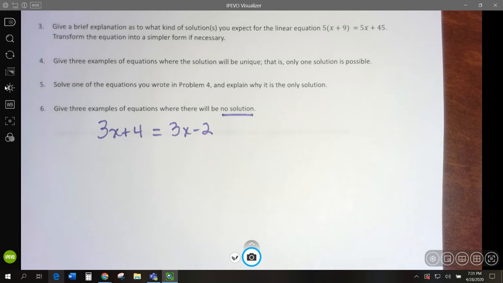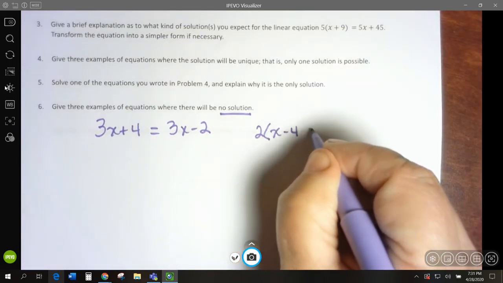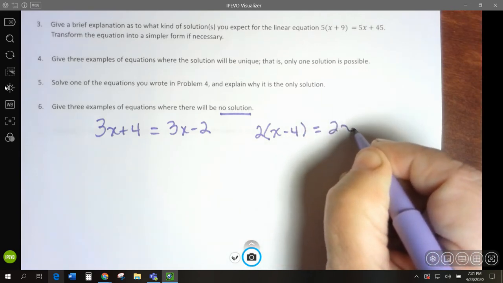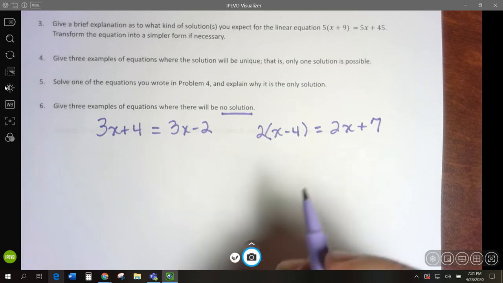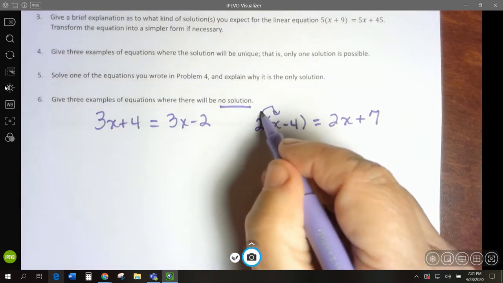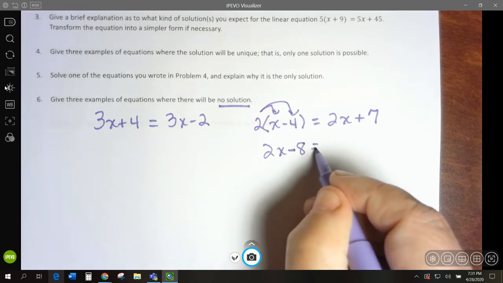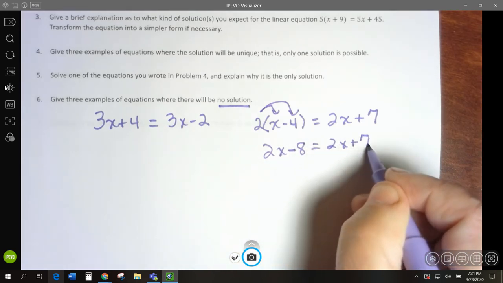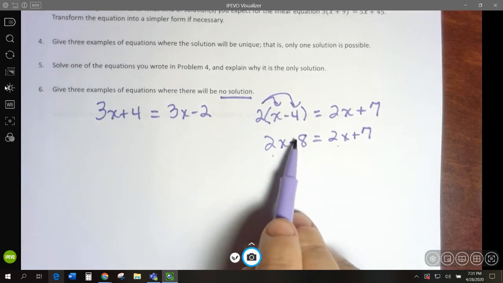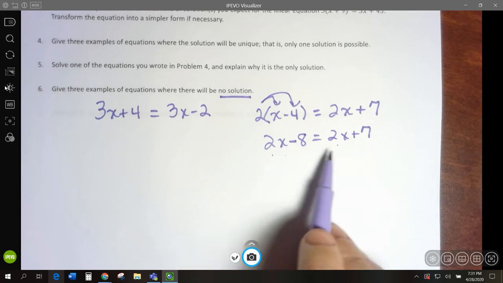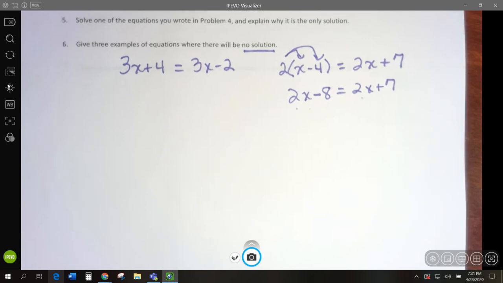A way you can do it with the distributive property: 2(x - 4) = 2x + 7. This is going to end up with our distributive property being 2x - 8 = 2x + 7. We're starting with the same number, 2x. Here we're subtracting from it. Here we're adding to it. There's no way this will ever be true. So this is no solutions.